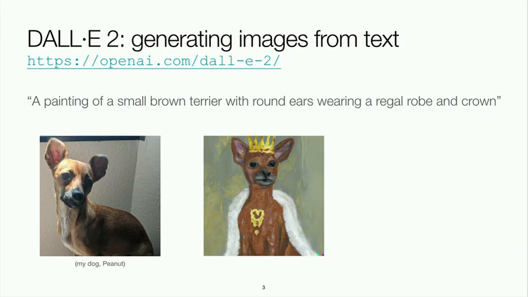However, you will notice that there is, in my opinion, a small flaw with what it generated, which is that my dog Peanut's ears are not quite that pointy. I asked for round ears, but it kind of gave me pointy ears.